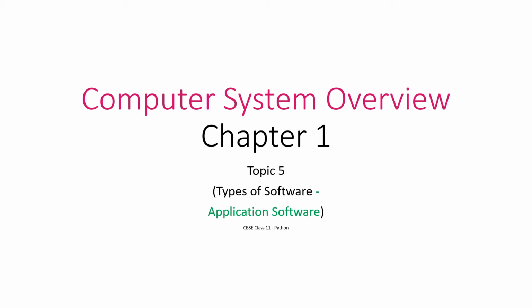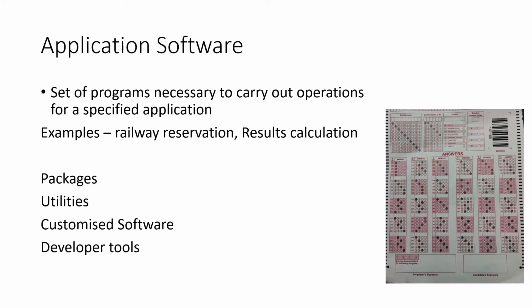Hello everyone. Today we are going to look at application software, which is the last chapter under computer system overview. It comes under types of software. Now we will look at the second category under the types of software, which is the application software. The application software is a set of programs necessary to carry out operations for a specified application.